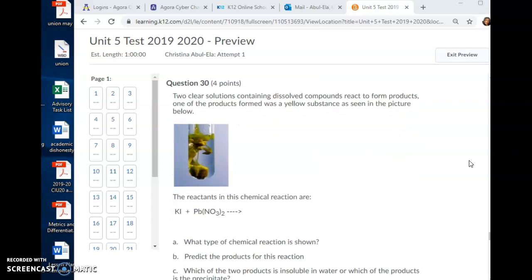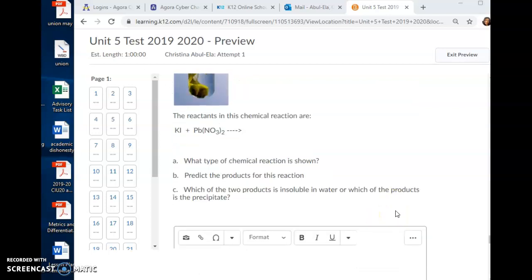Okay. Question 30 is an open-ended question. Two clear solutions containing dissolved compounds react to form products. One of the products formed was a yellow substance as seen in the picture below. The reactants in this chemical reaction are potassium iodide plus lead 2 nitrate.